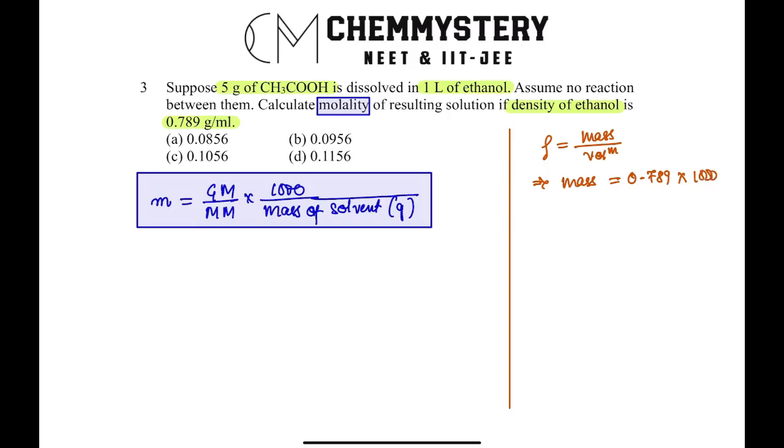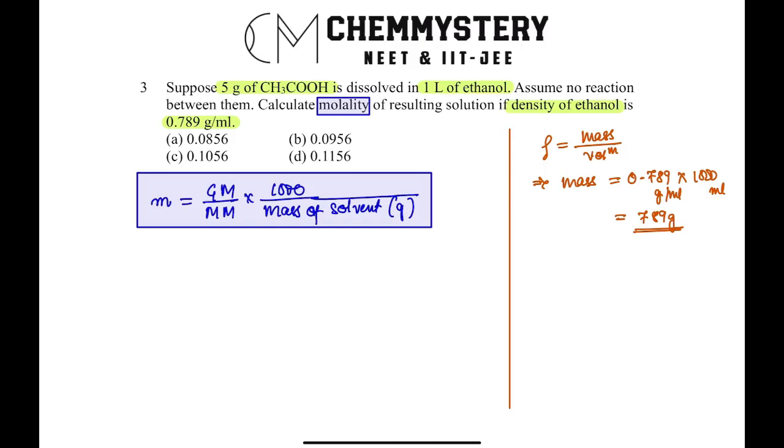So it will be 1000 ml, and this is gram per ml. Right? So finally what mass am I getting? 789 gram. This is the mass I am going to get of the solvent.